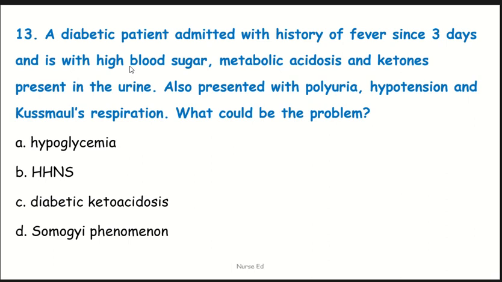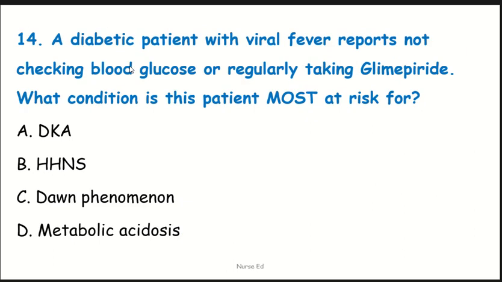Question number 13. A diabetic patient admitted with a history of fever since 3 days presents with high blood sugar, metabolic acidosis and ketones in the urine. Also presented with polyuria, hypotension and Kussmaul's respiration. What could be the problem? Option A, hypoglycemia. Option B, HHNS. Option C, diabetic ketoacidosis. Option D, Somogyi phenomenon. And the right answer is option C, diabetic ketoacidosis.